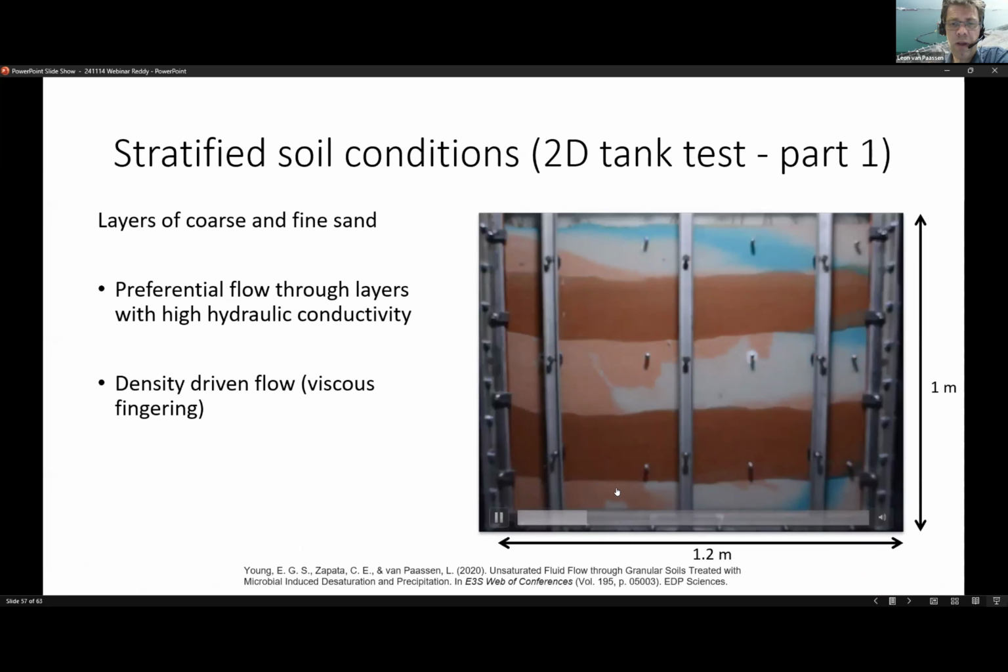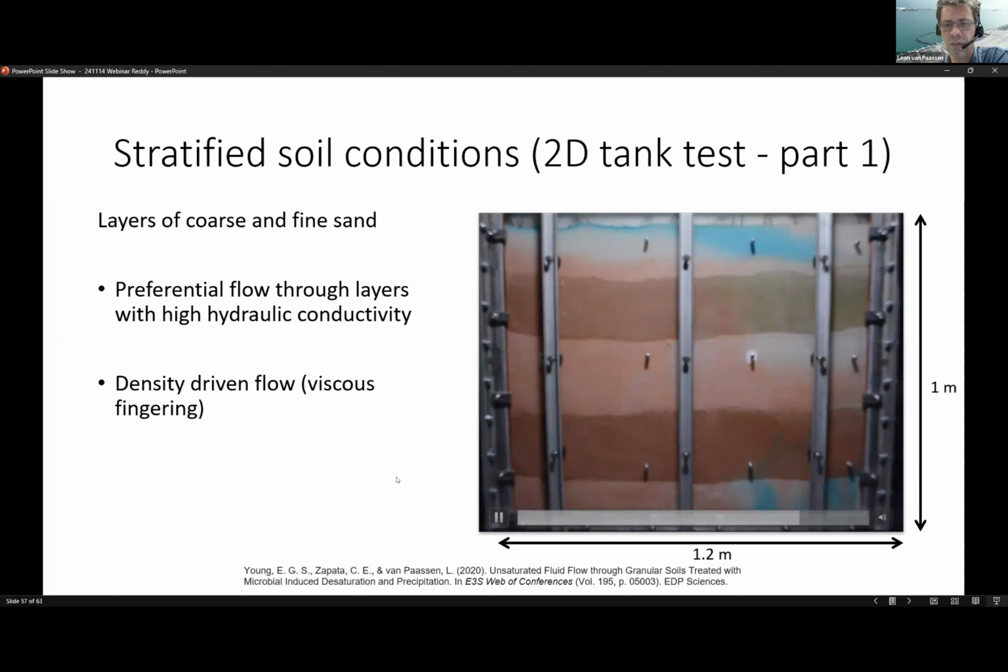Some work we have been doing recently looks into the effect of stratification in soils. Here you can see a video of an injected nutrient solution, which gradually gets consumed. Because the red color disappears, you see that it generates gas, which then pushes the liquid to the inside of the tank. Also, you can see that even if you use a relatively low density fluid, there are some fingers going down from the coarse layers into the finer grained layers, which affects the distribution of substrates and thereby also the distribution of the gas.